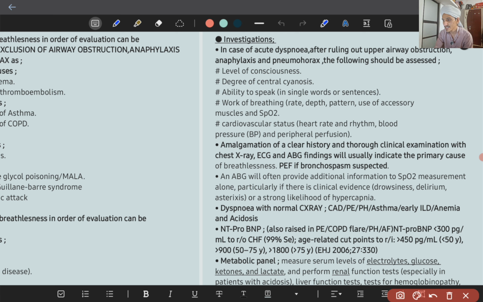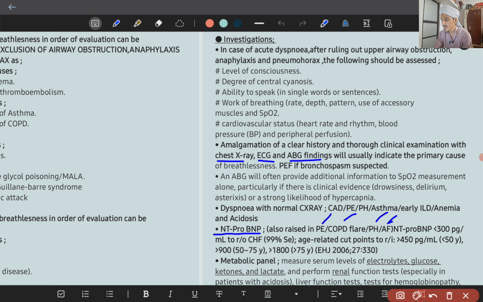Along with chest X-ray, ECG, ABG, you can also measure NT-proBNP if you have doubt whether the cause is cardiac or pulmonary. So NT-proBNP is not specific. This is also raised in pulmonary embolism, acute exacerbation of COPD, pulmonary hypertension, and atrial fibrillation. But you can rule out or rule in the cause based upon the levels of NT-proBNP.